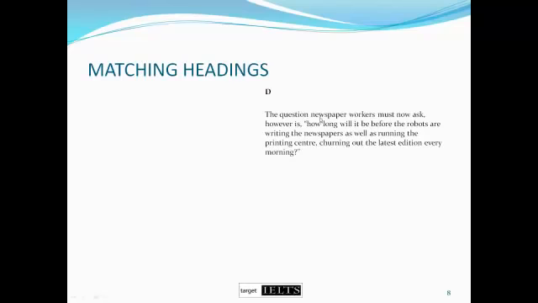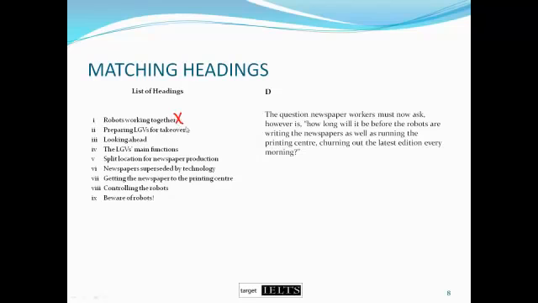Paragraph D, we have the question. The question newspaper workers must now ask, however, is how long will it be before the robots are writing the newspapers as well as running the printing center, churning out the latest edition every morning? Could it be robots working together, preparing LGVs, looking ahead? It does talk about the future, that the newspaper workers are asking themselves how long will it be before the robots are writing newspapers for us as well. So it may just be what we are forecasting in the future. Could it be main functions, split location, newspaper superseded, newspaper printing center, control of the robots, nothing to do with robots, beware of robots? In this case, we are definitely sure that it's going to be option number 3.